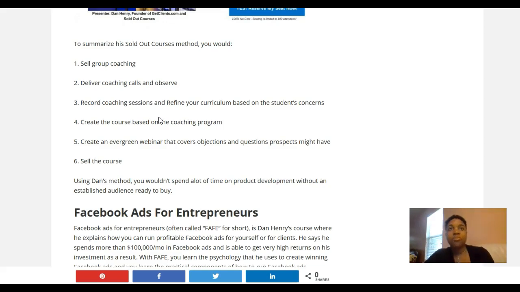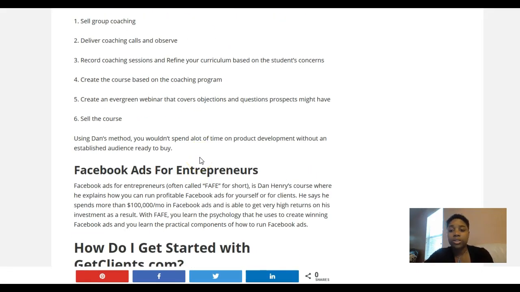So he believes in spending more time on market research, spending more time actively interacting with your target audience, offering them services before you create a product, and then having to figure out how to sell it and how to make it accurate to solve the problems of the customer. I really think the method that he teaches with Sold Out Courses is spot on. I think that's a great way to make sure that you don't sell something that people don't want.